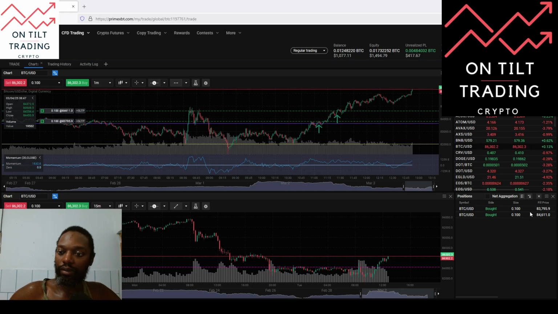So here, this area right here is the U.S. Open, where we have a lot of market activity. You can see here strong momentum, and we had a pretty big move here.